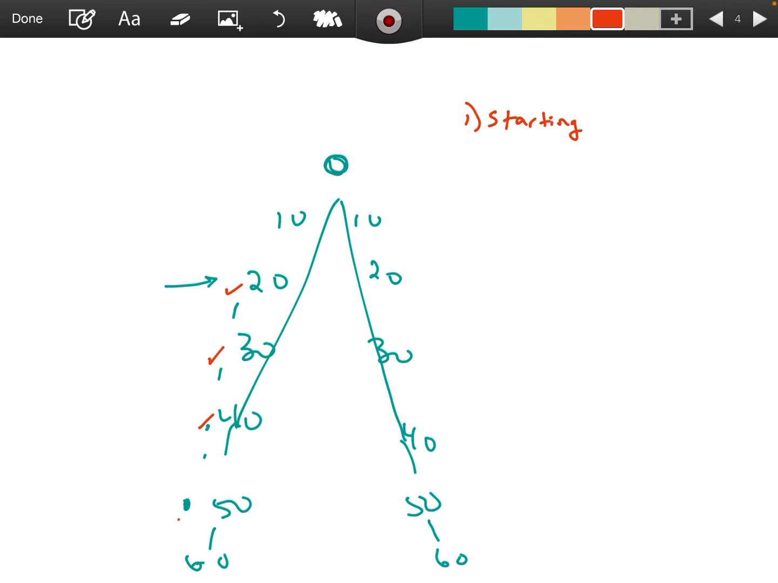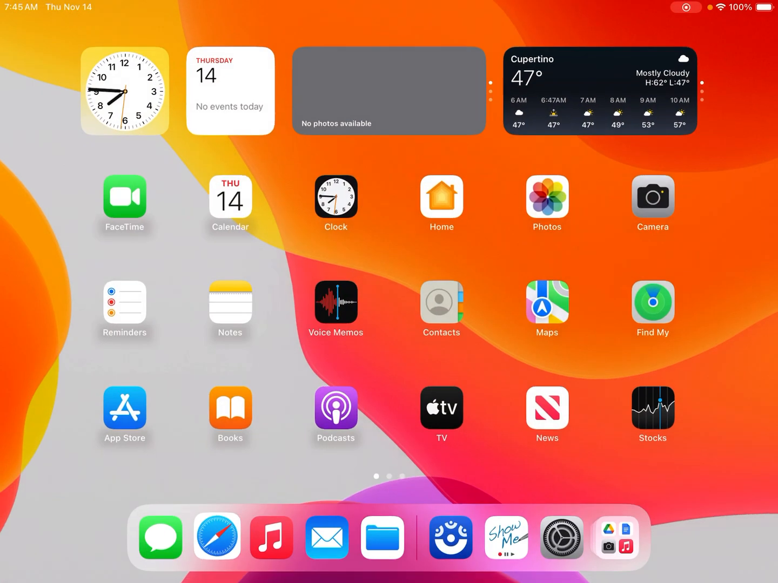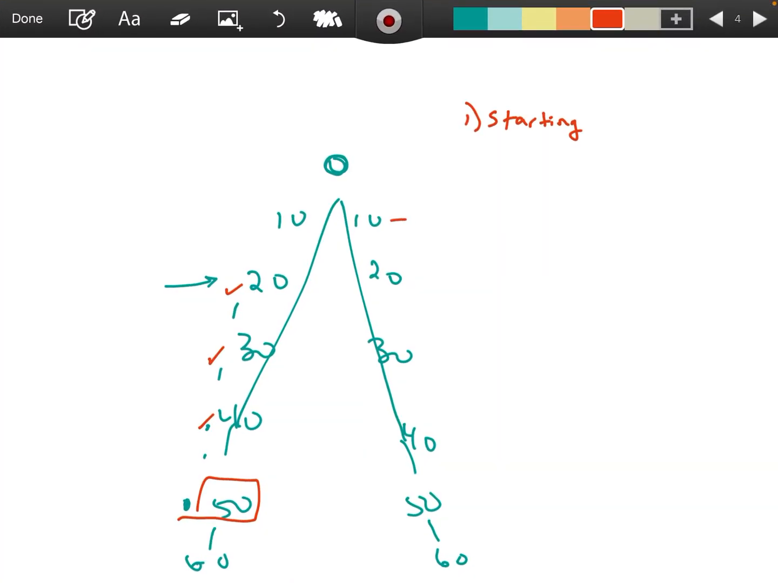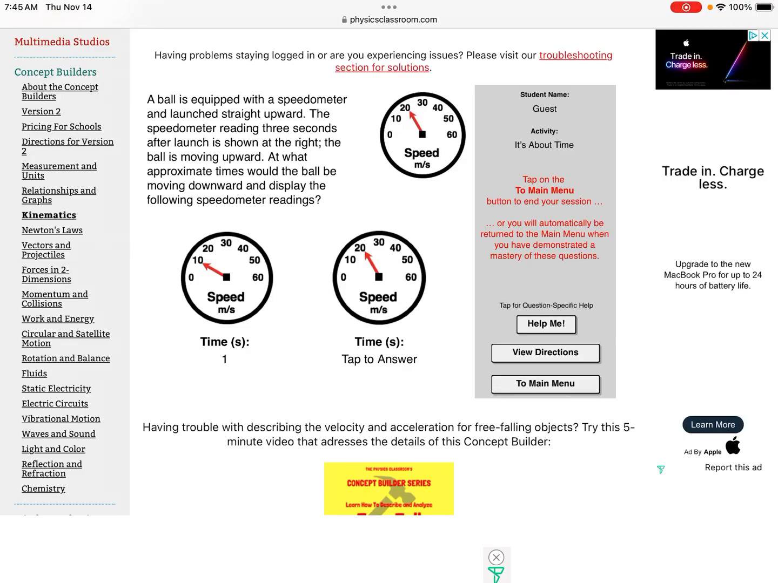Then it says, at what approximate times would the ball be moving downward and display the following speedometer readings? So the ball is moving downward at 10. That would be 1, 2, 3, 4, 5, 6 seconds. And then at 20 it would be 7.